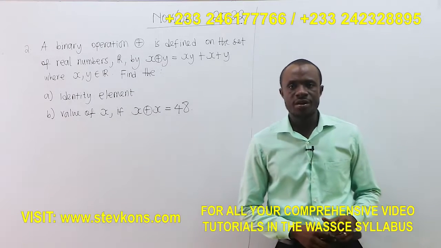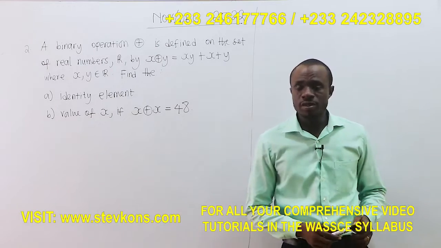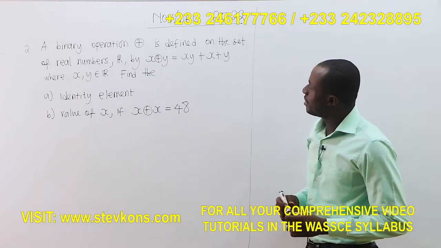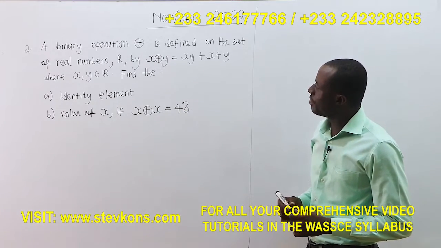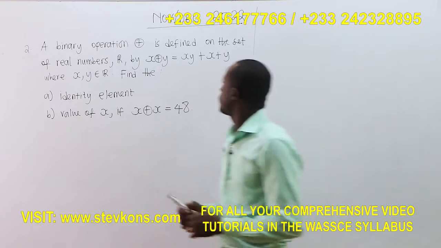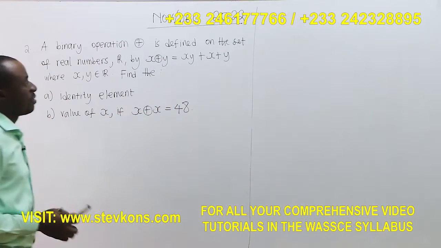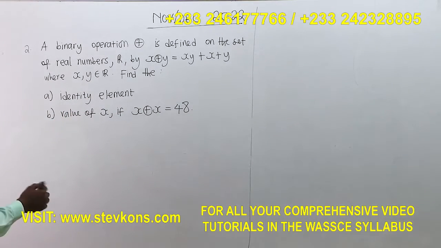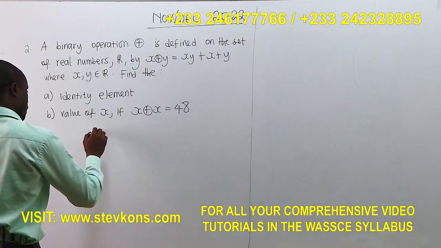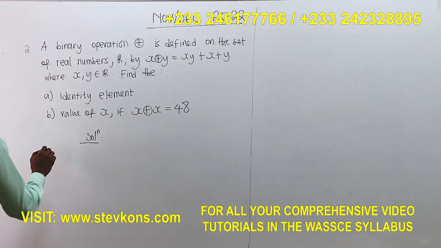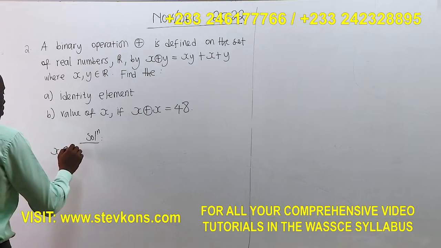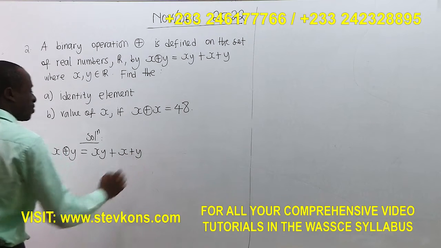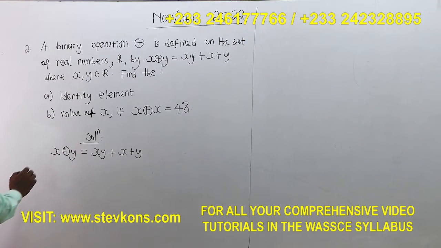Now let's consider question number 2, NOVDEC 2022. A binary operation, this is the operation addition, is defined on the set of real numbers R by x operator y equal to xy plus x plus y, where x, y are members of the real numbers. Find the identity element. Now what is the rule given to us? The rule given to us is x operator y is equal to xy plus x plus y. The first part says you find the identity element.